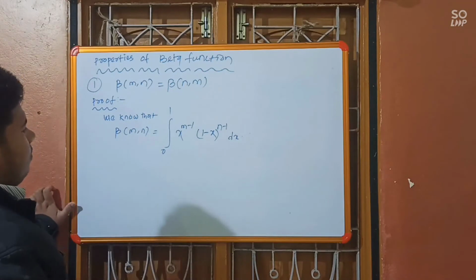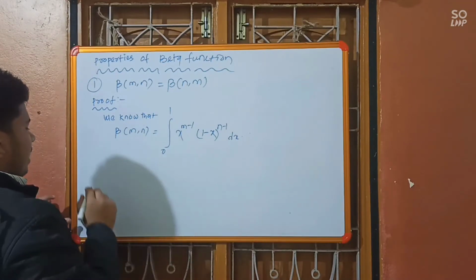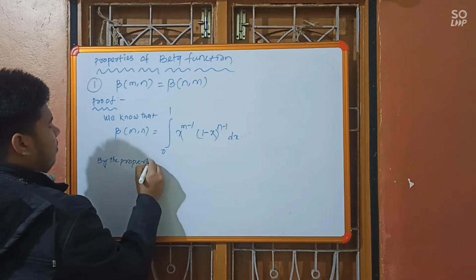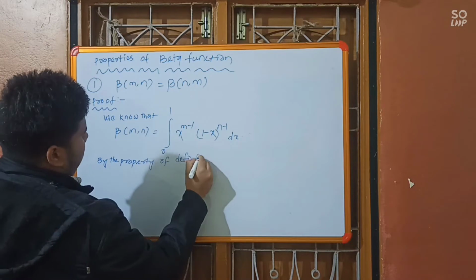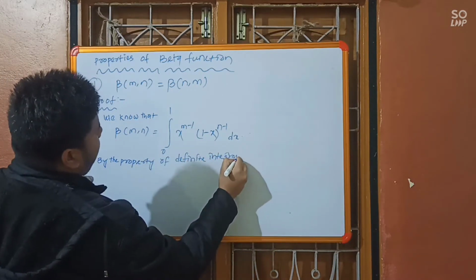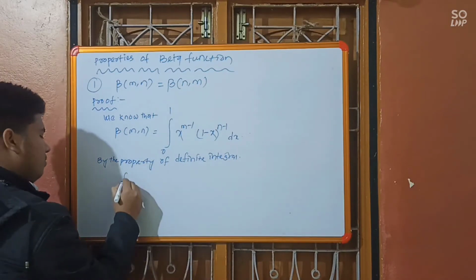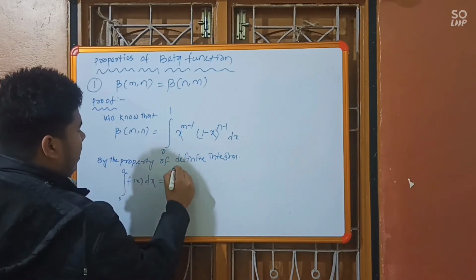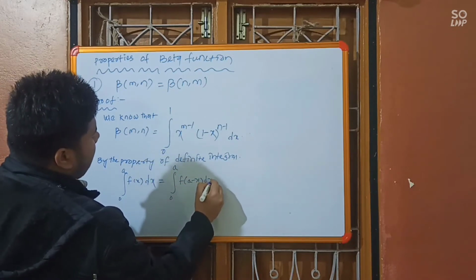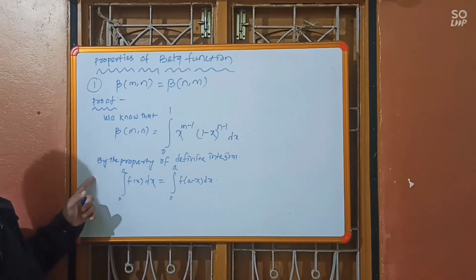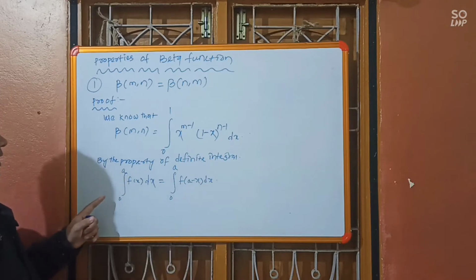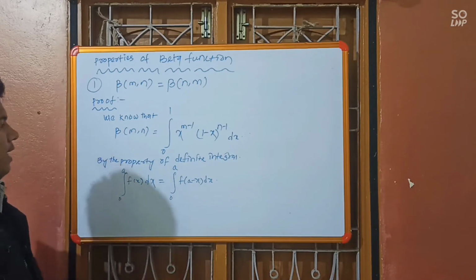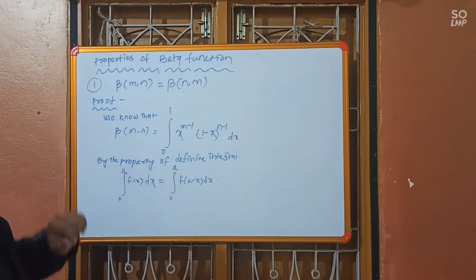So we know a property of definite integral: by the property of definite integral, we can write integral from 0 to a of f(x) dx is equal to integral from 0 to a of f(a minus x) dx. We studied this property in class 2. Okay, we can put this property in this beta function.